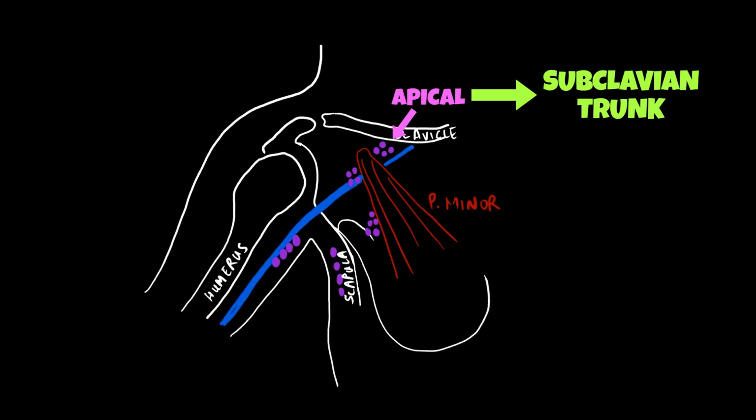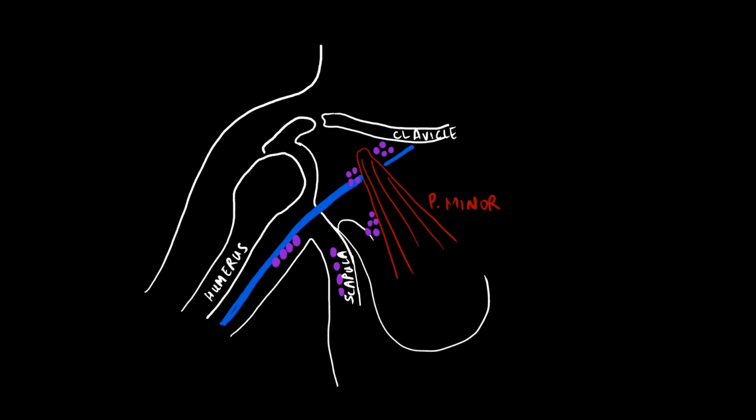So, the right subclavian trunk typically empties into the venous system at the junction of the right subclavian vein and the right internal jugular vein, whereas on the left side, it usually joins the thoracic duct and drains into the venous angle, which is the junction of the left subclavian and the left internal jugular vein.